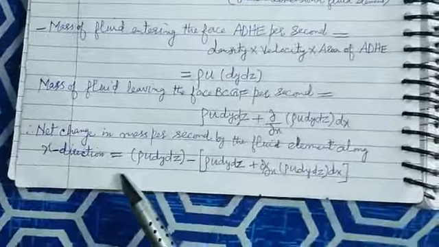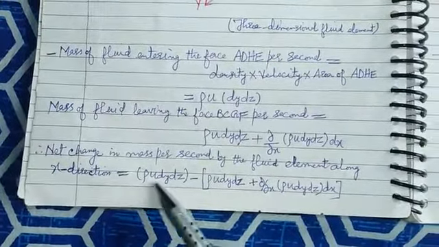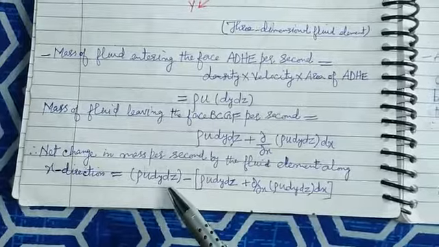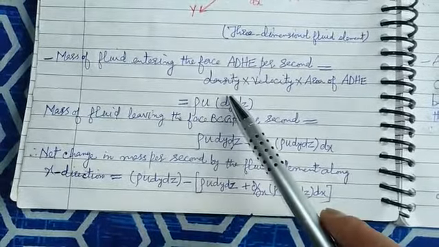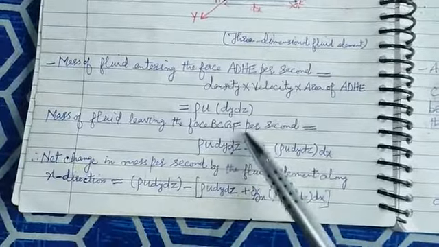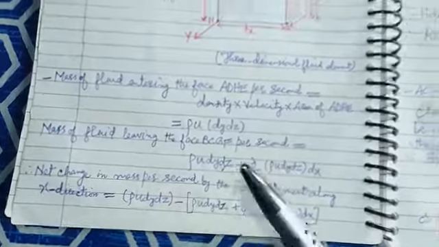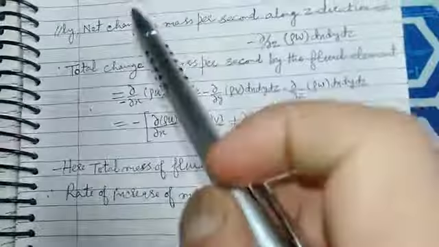So we can say that the net change in the mass per second by the fluid element along the x direction will be equal to rho u dy dz, that is the mass flow rate at the inlet, minus the mass flow rate at the outlet. Okay, so this minus this will be equal to the net mass flow rate along the x direction.